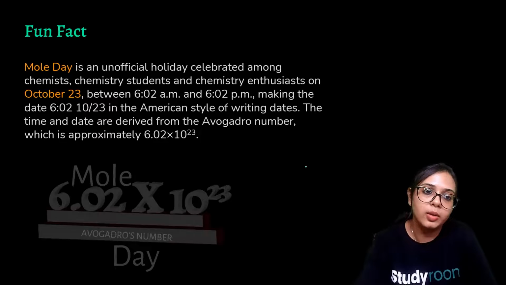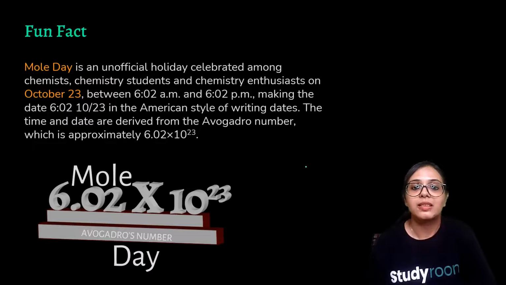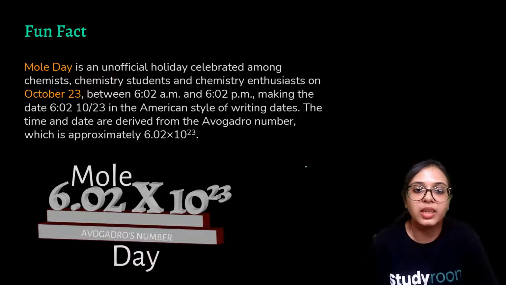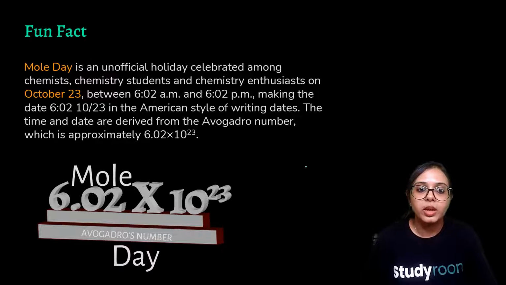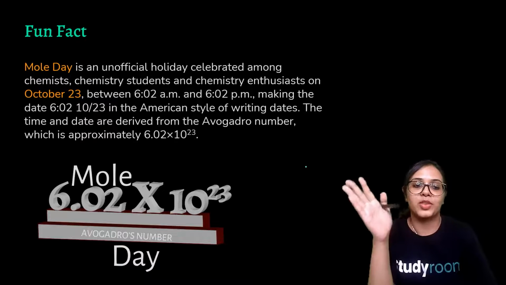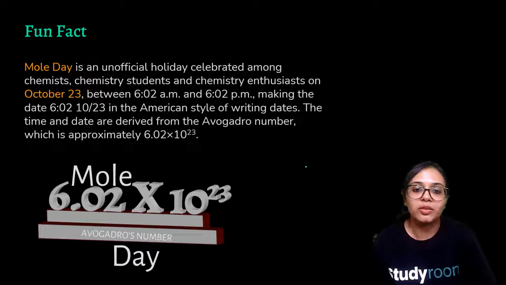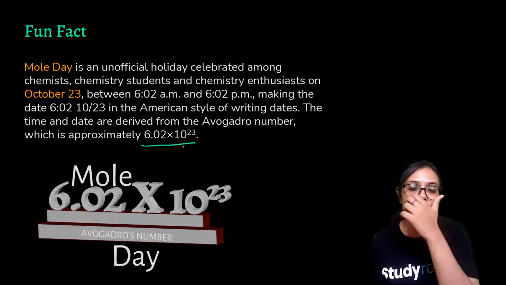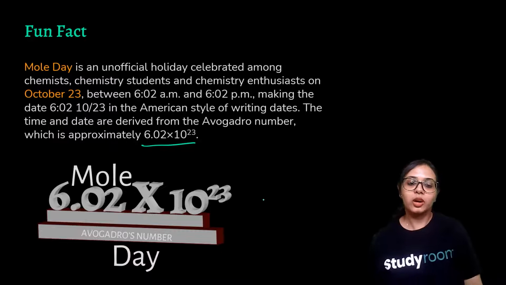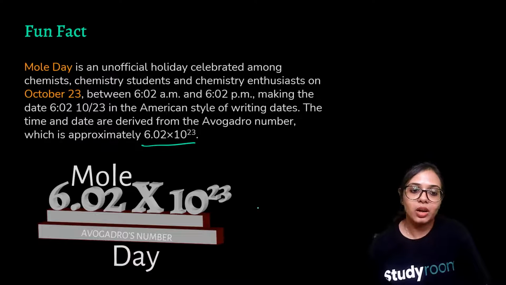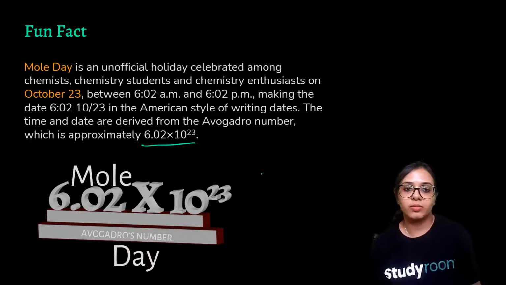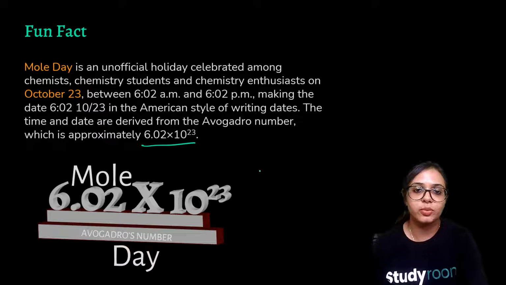A fun fact is that Mole Day is an unofficial holiday celebrated among chemists, chemistry students and chemistry enthusiasts on October 23 between 6:02 AM and 6:02 PM, making the date 6.02 into 10 to the 23, that is 10/23 in the American style of writing dates. The time and date are derived from the Avogadro number, which is approximately 6.02 into 10 to the power 23. So, a fun way to celebrate, if you want to do it too. Mole Day is apparently famous among chemists, chemistry students and chemistry enthusiasts.